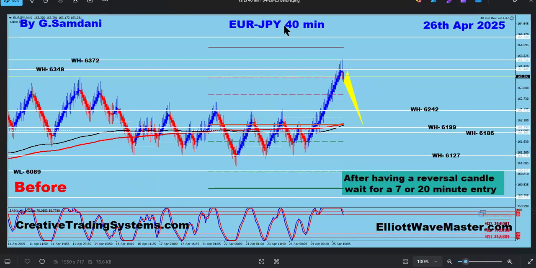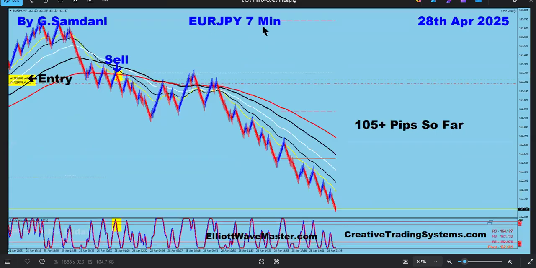Now, Euro Yen 40-minute setup. I made this chart last Saturday, showing that this is going to drop here. So I was looking for a short Euro Yen trade, short from the 7-minute chart or 20-minute chart, as it is written here. I will wait for a 7 or 20-minute chart entry, and wherever I get the entry, I'll take it. So I ended up having this trade here, Euro Yen 7-minute chart.